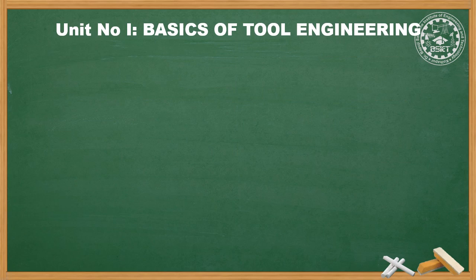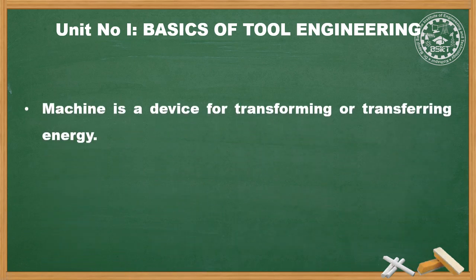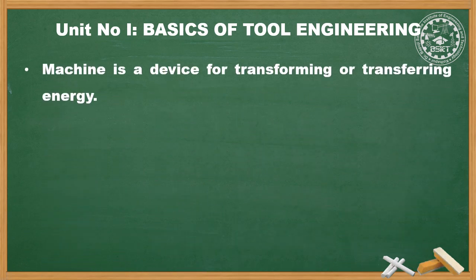Tell me, what do you mean by machine? As soon as I say what is meant by machine, we remember the famous dialogue of Aamir Khan stating machine is a device which helps people to carry out their work easily. But theoretically, machine is a device used for transforming or transferring energy from one form to another form.